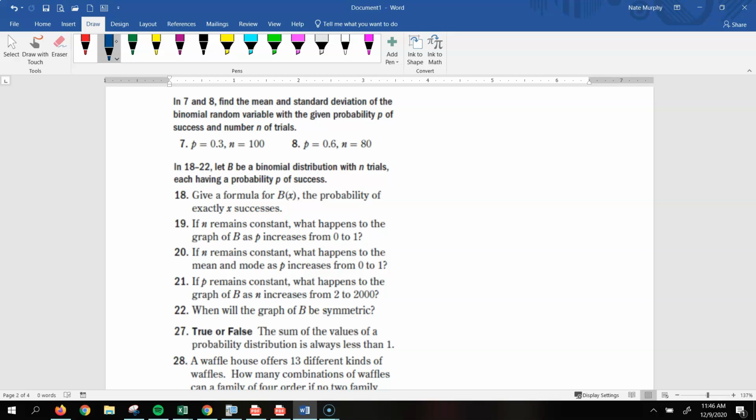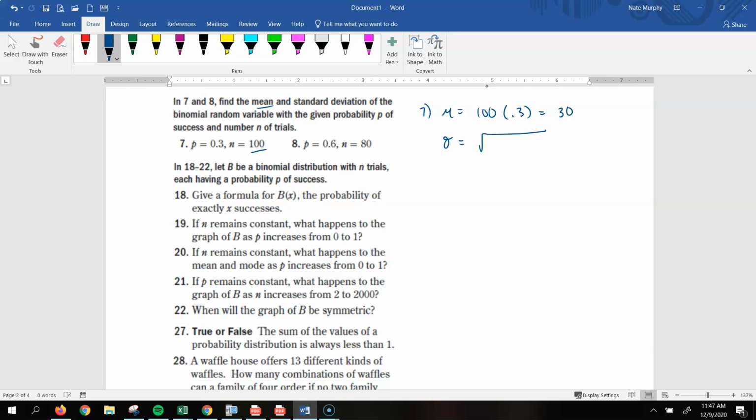And so all you have to do here, to find the mean, is take the number of trials times the probability of success. So for number 7, to find the mean, that's symbolized by this, we would just take 100 times 0.3, and when you do that, you get 30 as your answer. And the standard deviation looks like that.